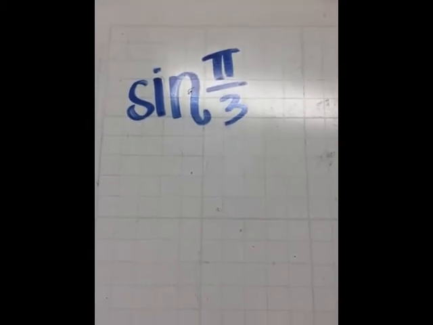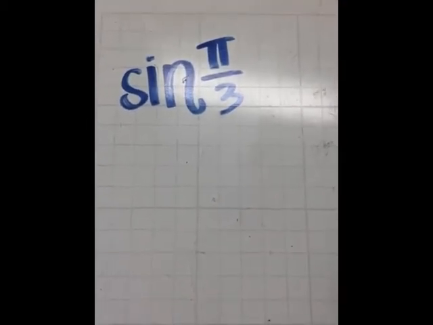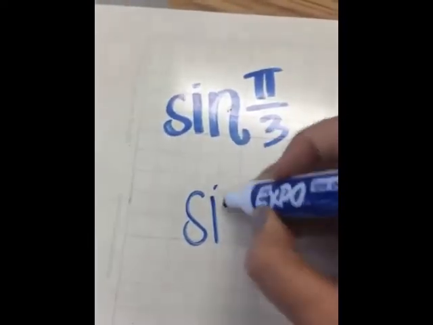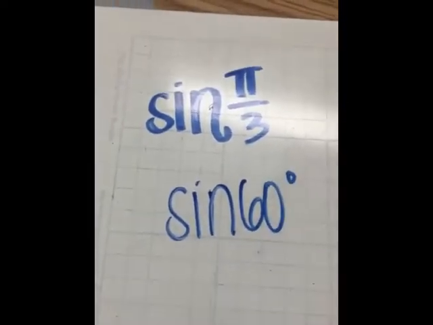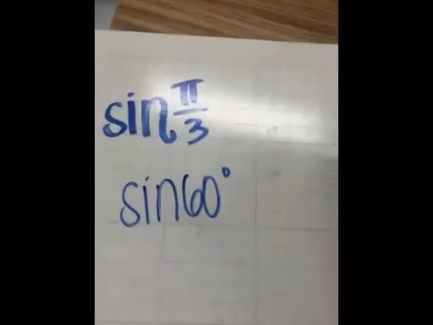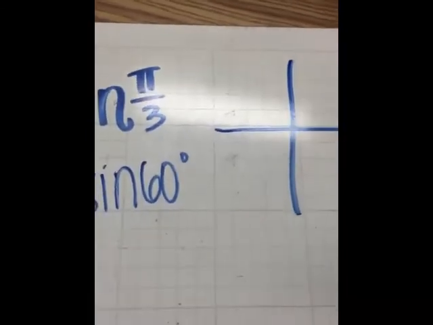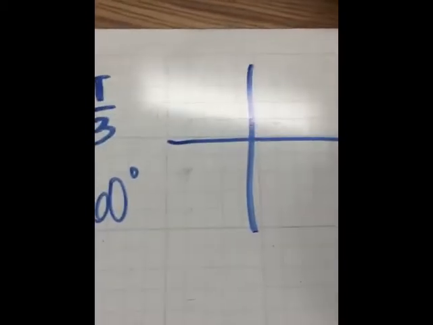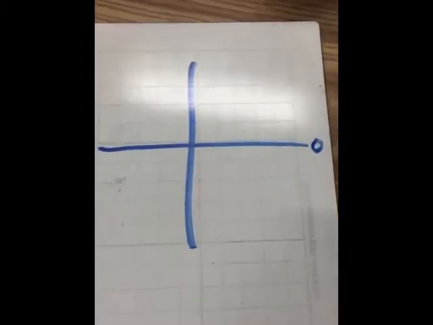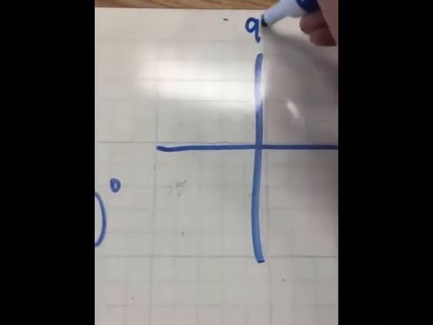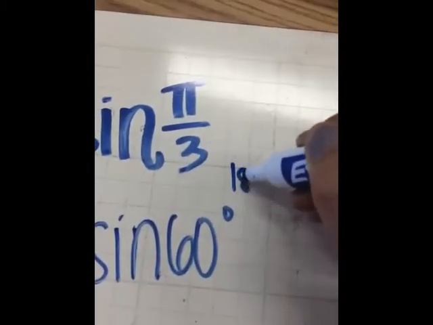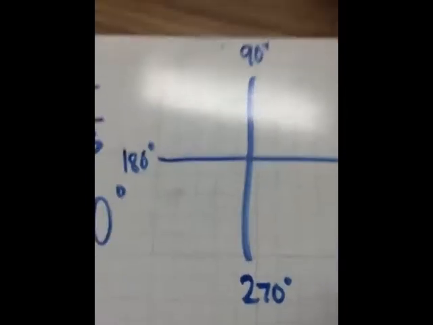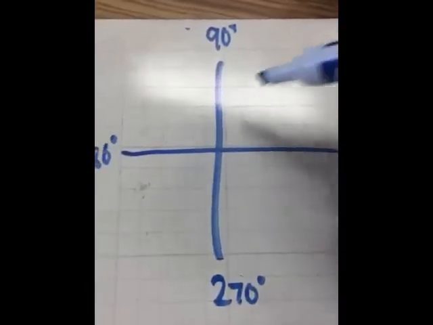Okay, what if I wanted you to find the value of sine of pi over 3? First, you want to convert pi over 3 from radians into degrees. Pi over 3 is 60 degrees. And you're going to graph this in a coordinate grid. So you want to think, which quadrant is 60 degrees in? If you think of this as 0 over here, up here is 90, 180, 270. 60 degrees is going to be in the first quadrant.